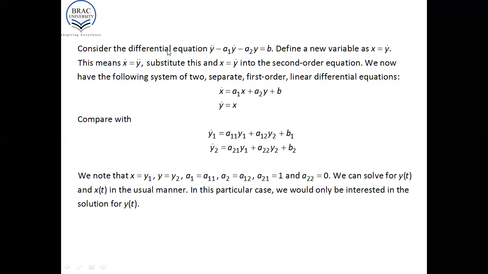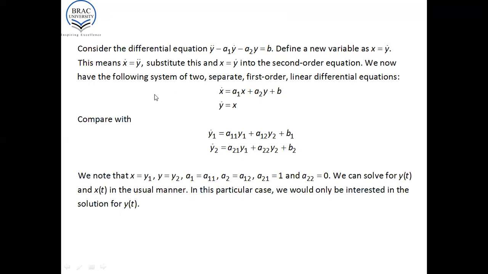Now consider the differential equation y double dot minus a1 y dot minus a2 y is equal to b. Define a new variable x equal to y dot. This means that x dot is equal to y double dot when we differentiate both sides. Substitute this and x equal to y dot into the second order equation. So replace y double dot with x dot and replace y dot with x.